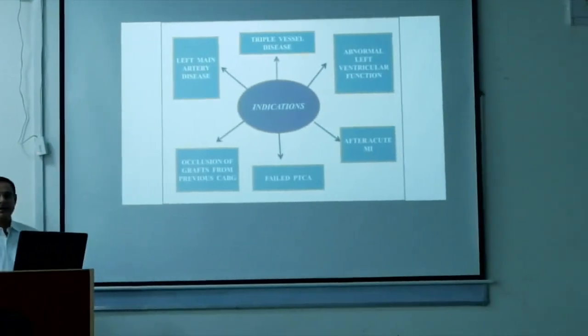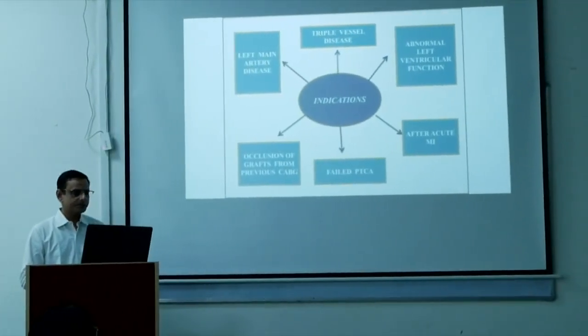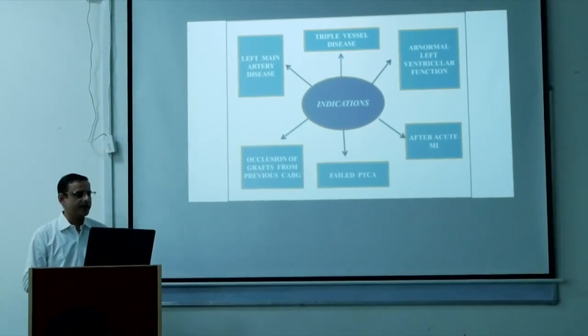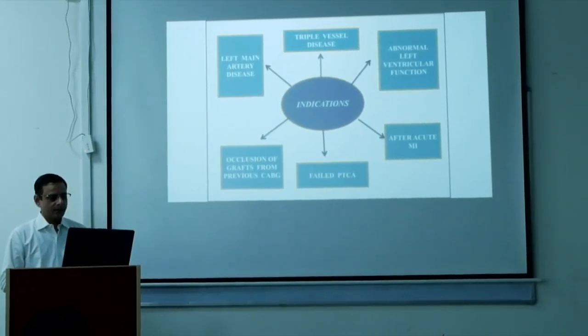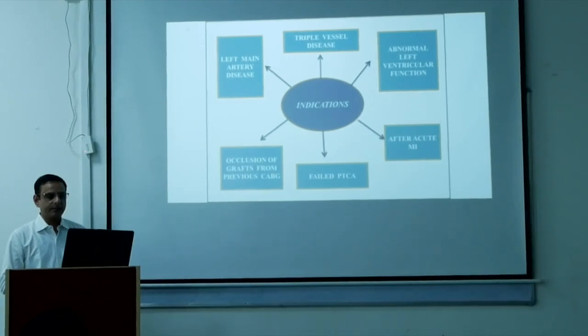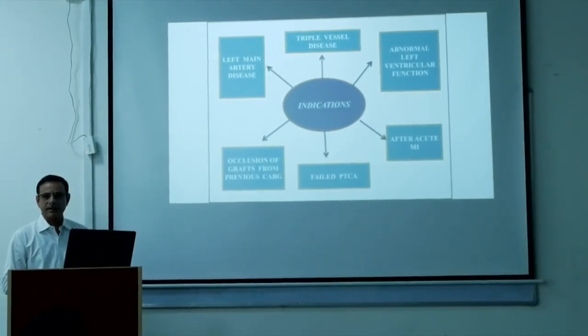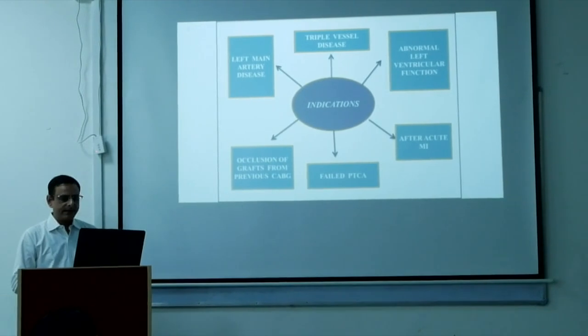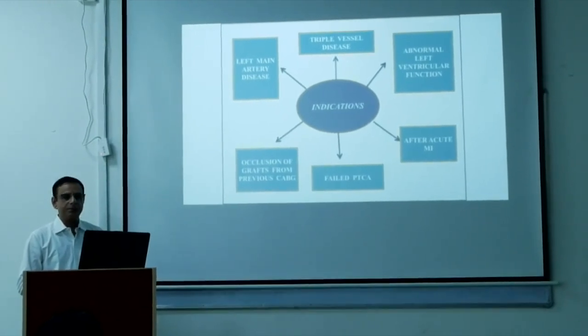So, first of all, the indications for CABG. There are basically 4 or 5 indications for CABG, which include left main artery disease or triple vessel coronary artery disease, reduced EF, which is known as abnormal left ventricular function, or MI, failed stenting, or occlusion of the graft from PTCA.